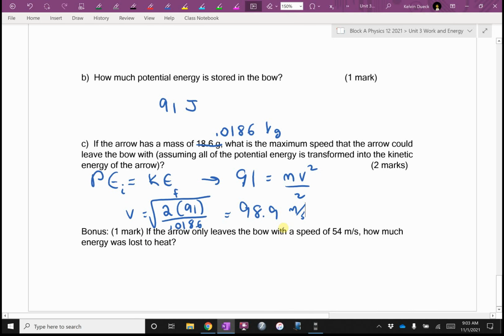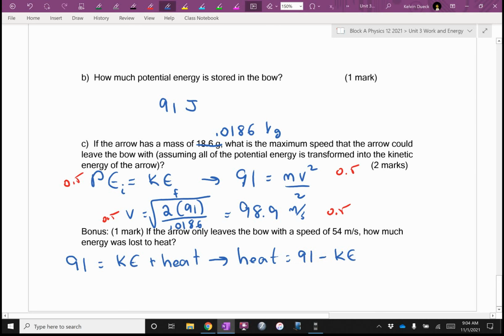Ooh, how much was lost to heat? I think here, my equation, by the way, for 2 marks, 2 out of 2 if you got that. Otherwise, I would probably give you half mark for that, half mark for that, half mark for the numbers, and a half mark for the answer. How much was lost to heat? So I think I'm going to say that 91 joules turned into kinetic energy plus heat. I think heat is equal to 91 minus the kinetic energy.